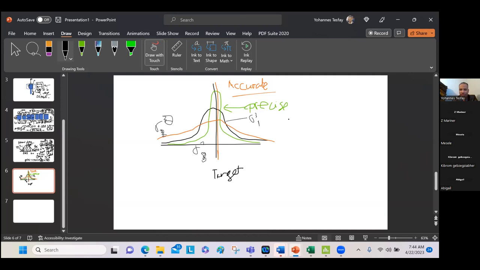Which one is the big sigma now? Sigma square 2 is greater than sigma square 1, and this is greater than sigma square 3. So which one is more precise? That's 3. Keep these things in your mind.